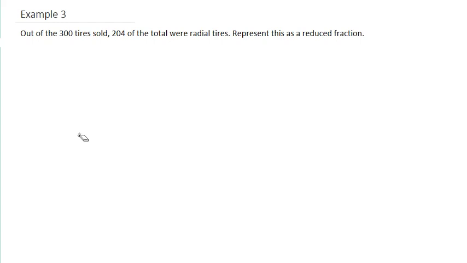Example 3. Out of the 300 tires sold, 204 of the total were radial tires. Represent this as a reduced fraction. So we have 204 over 300. So what we can do is do the factorization of both to find our common factors that we can see. So we have 204 and 300.